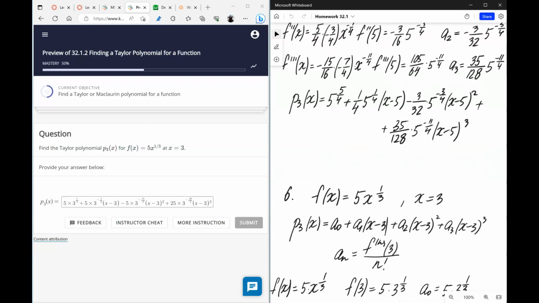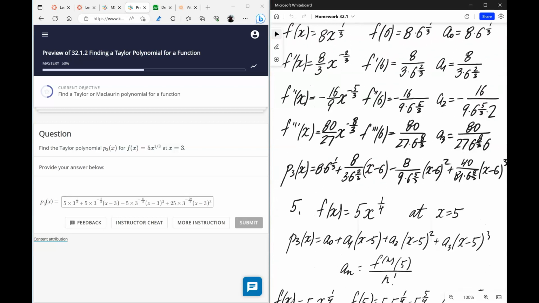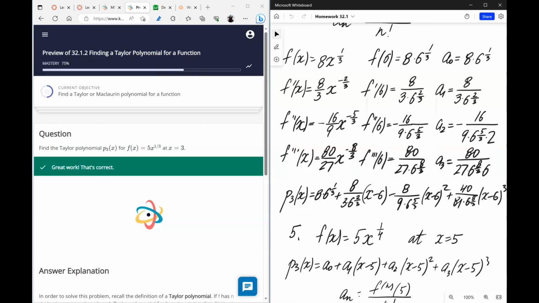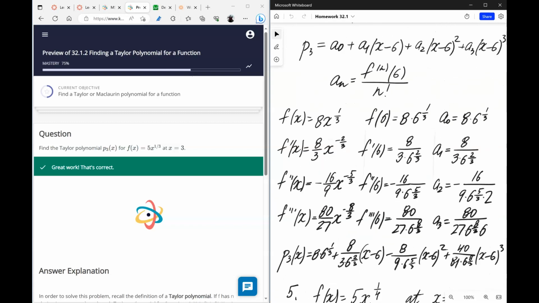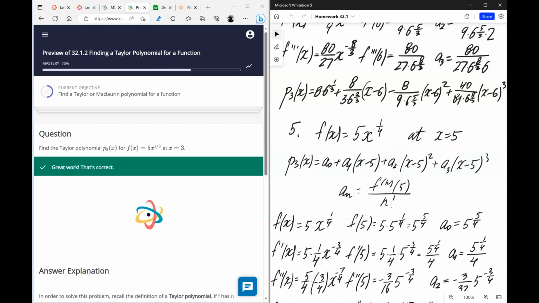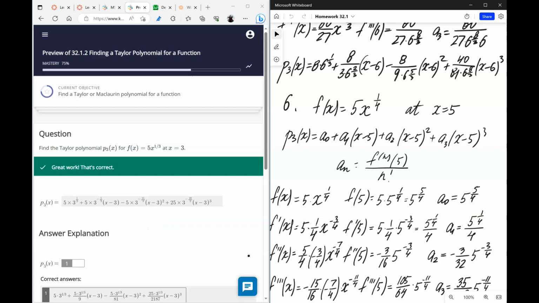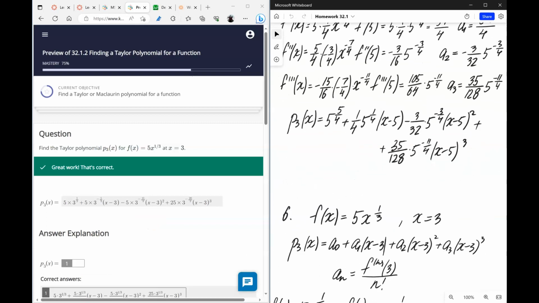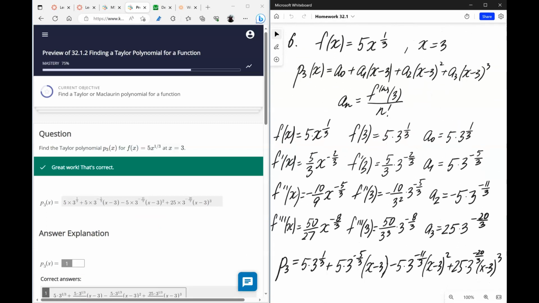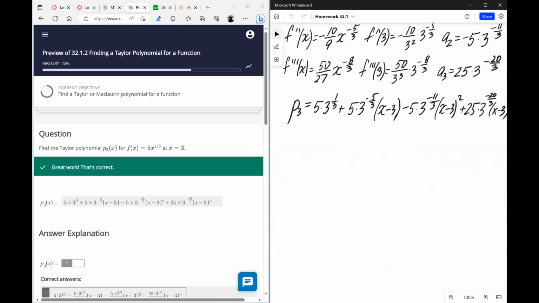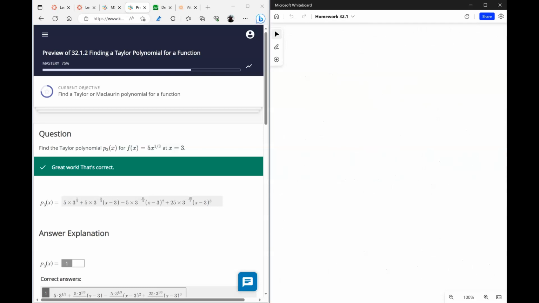I think this was problem number 7. So this is 6. This is 7. And this is 8 now.